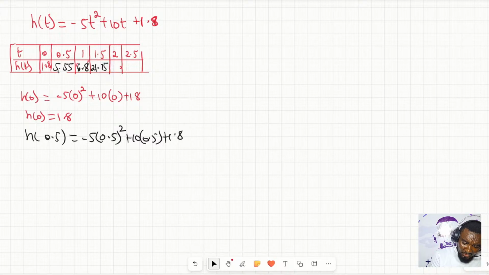So let's check for 1, right? Negative 5 multiplying 1, all squared, plus 10 multiplying 1. Then plus 1.8, which gives us 6.8. So that is right. And then we look at 1.5.